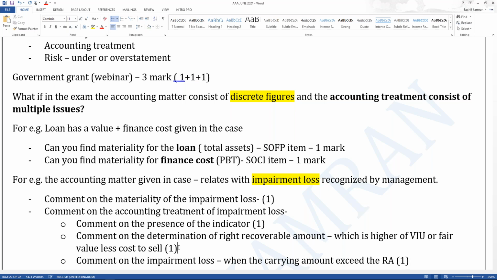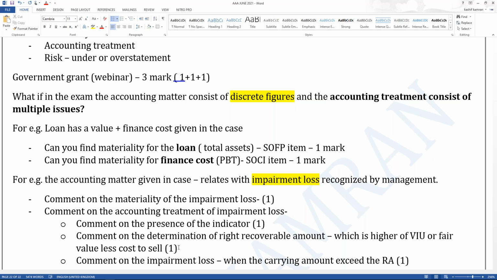So the government grant accounting treatment is very simple. The impairment loss accounting treatment is very different, where you can gain more marks. So are you finding opportunities where you can gain more marks on materiality in a given situation, everyone? Are you finding opportunities where you can gain more marks on commenting on the accounting treatment if the accounting treatment is very complex, or there are a lot of comments you can make on accounting treatment?